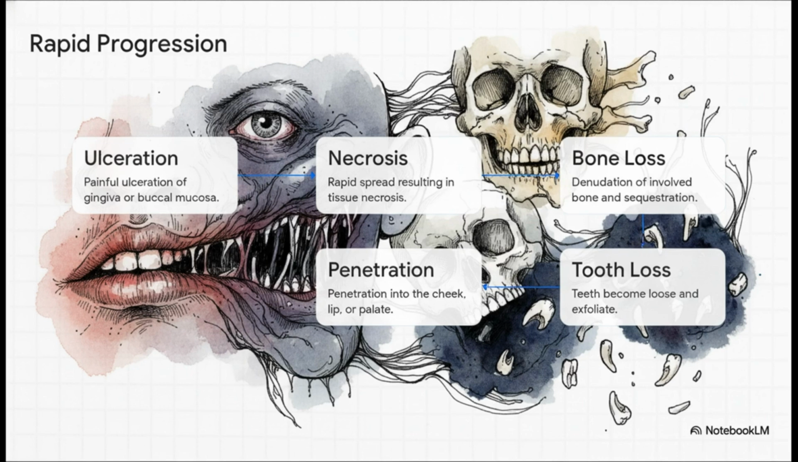This exposes or denudes the underlying bone, which eventually leads to bone necrosis and sequestration. And because the supporting periodontal attachment is completely destroyed by all this spreading necrosis, the teeth in the affected area become loose and just simply exfoliate. Ultimately, these aggressive organisms penetrate straight through the facial structures, the cheek, the lip, or the palate. It's a visually and clinically devastating progression, and it happens with shocking speed.